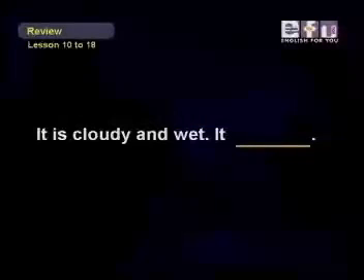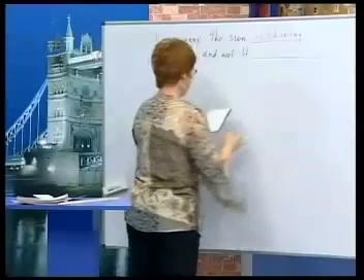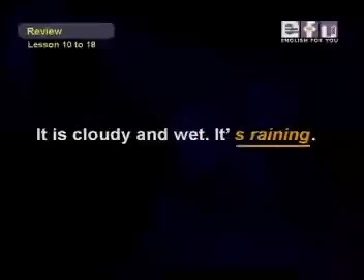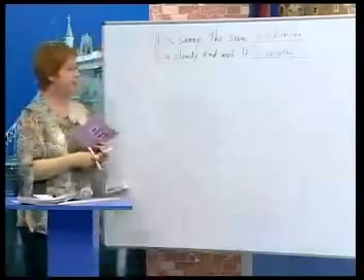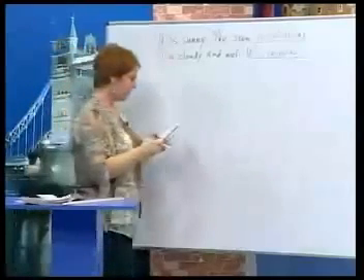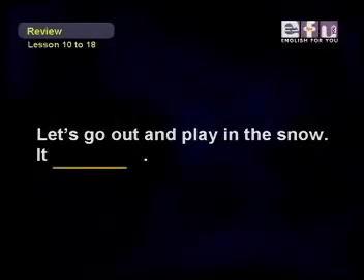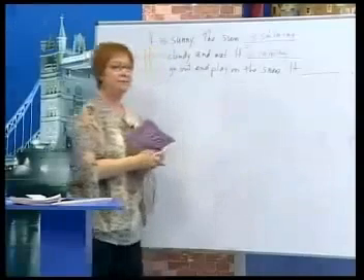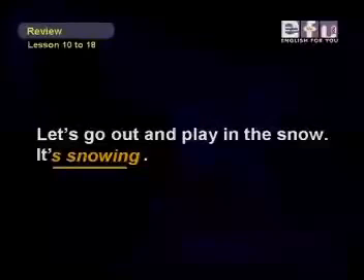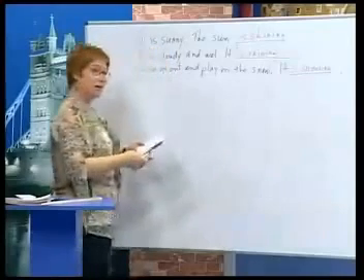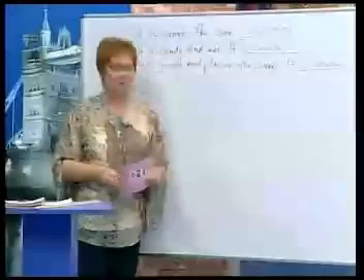Okay, here's another one. It is cloudy and wet. Okay, Susan, what's the... It is raining. Okay, it is raining. All right, it's cloudy and wet. It's raining. Now, here comes another one. Let's go out and play in the snow. Ollie? It is snowing. Yes, we can also say it's snowing. All right. Okay. Do you like snow, Ollie? Yes, I do. Great. Okay.